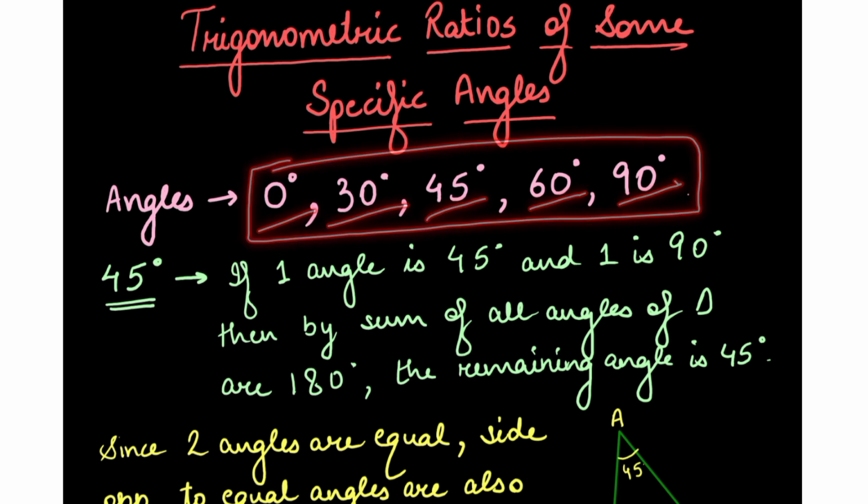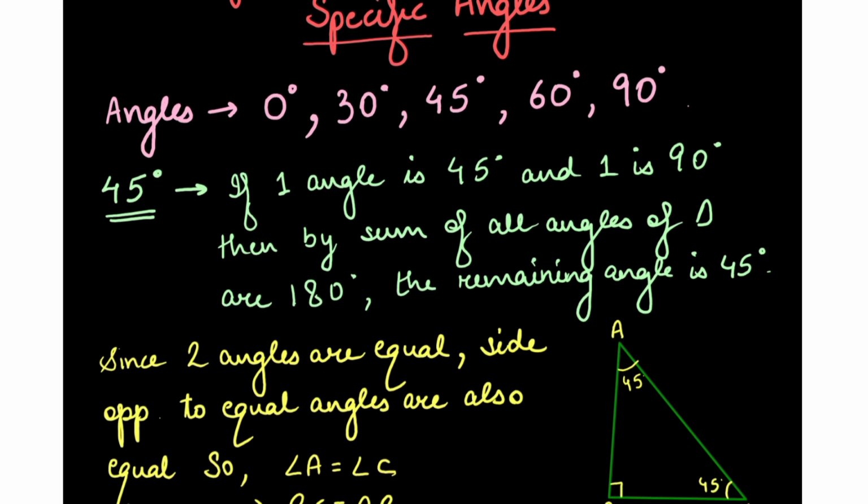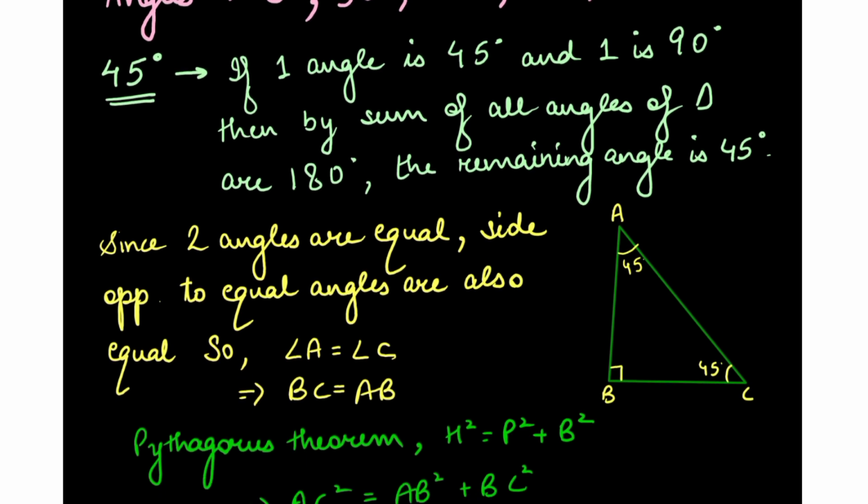So let us first obtain the trigonometric ratios with respect to the 45 degree angle. We will start with a right angle triangle ABC, right angle at B, and one angle is 45 degree. That is, let us say that angle A is 45 degree.